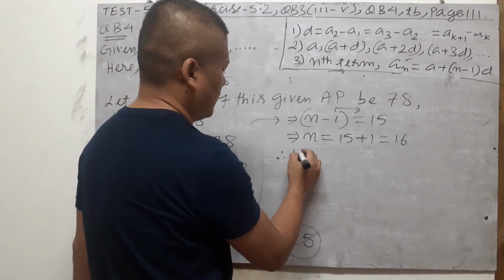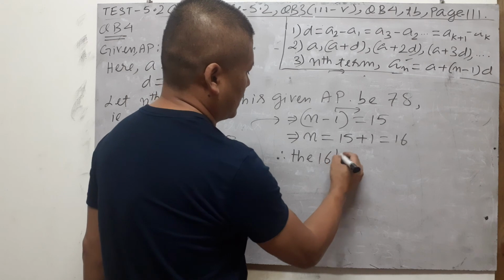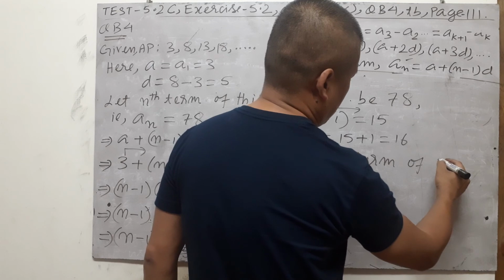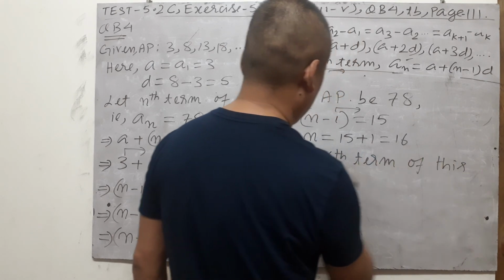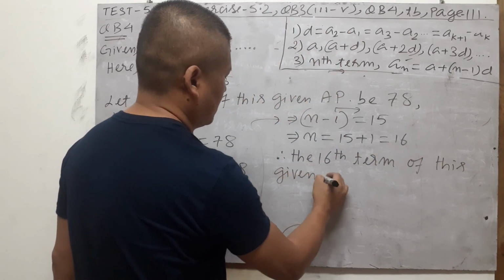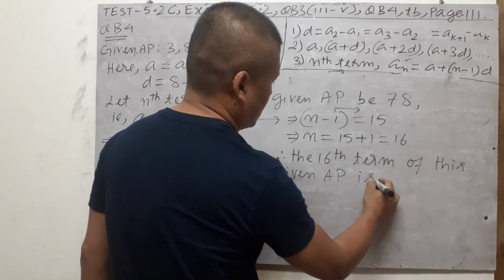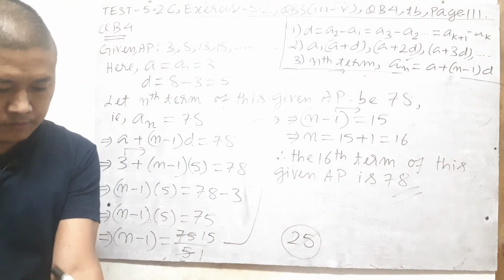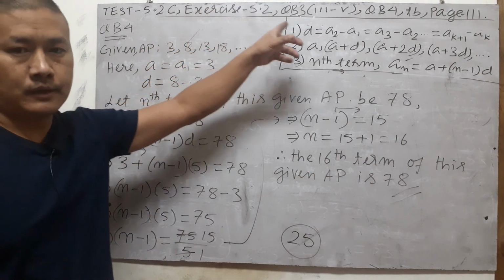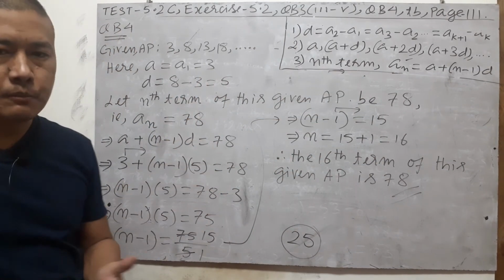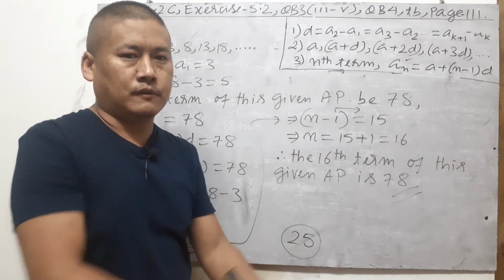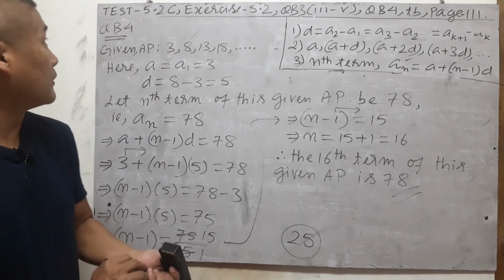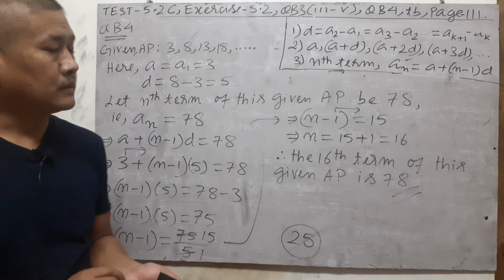Therefore, the 16th term of this given AP is 78. The answer is 16th term. So that concludes the part for test 5.2C. N here simply means the number of terms or the position of the term. So that concludes the part 4 test 5.2C. I hope you got it right.